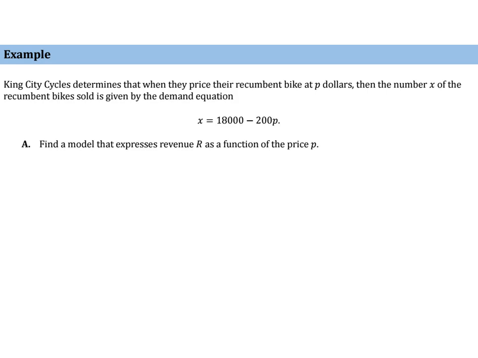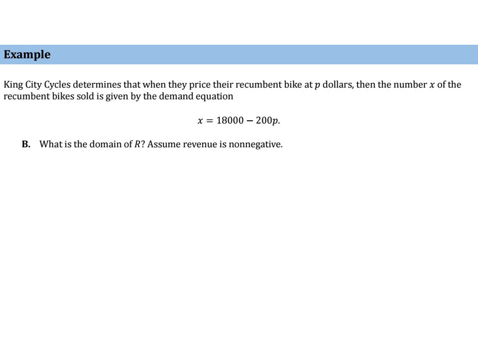So if we want to find an equation that models the revenue, we know that revenue equals X times P. And we're told that we want our function to depend upon just the price. So R equals, well, we can substitute our understanding of what X is based upon the demand equation. And so we get 18,000 minus 200P, times P. So this X value is just simply getting replaced by this from what we know from the demand equation.